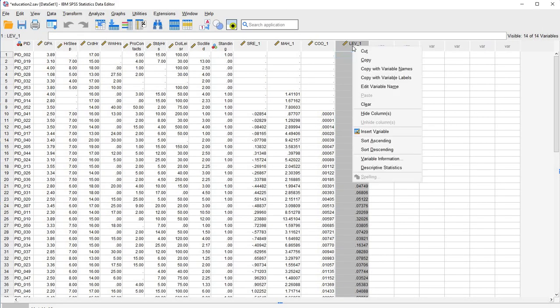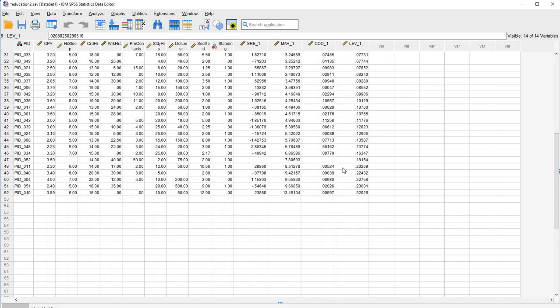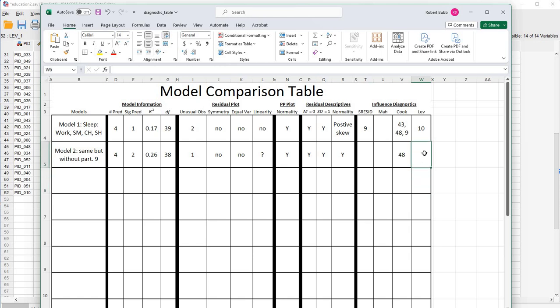So let's sort that last column. So again, right click, sort ascending. Go all the way down to the largest value. We see that 0.32 does exceed 0.28. If we look at the next one, it is 0.23. That is within what we consider to be normal by chance. And so it looks like there's only one observation here that may potentially be a concern, and that is participant number 10. And so we'll put that back into our diagnostic table.